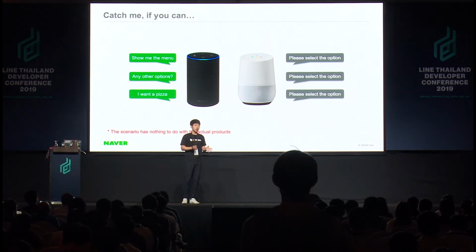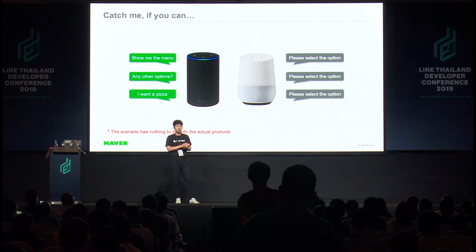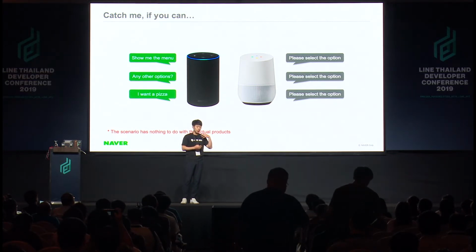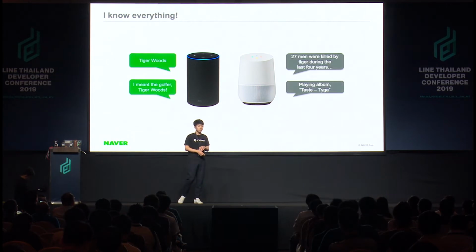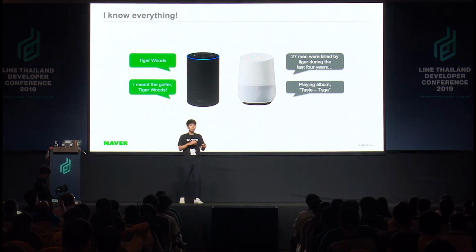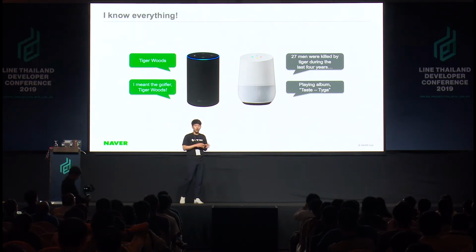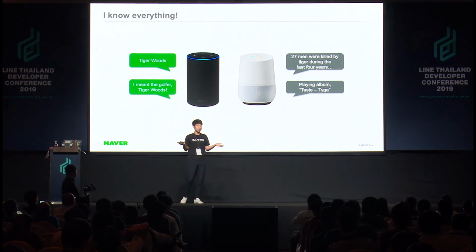But this pretty much happens because chatbots with predefined answers and preset scenarios keep going over and over, so that the chatbot leads customers to the scenario it wants. And there is another big problem. If I ask, who is Tiger Woods? It says that 27 men were killed by a tiger, and so on. It's a wrong answer. And I meant the golfer, Tiger Woods, and it says, playing the album, some random things coming up.